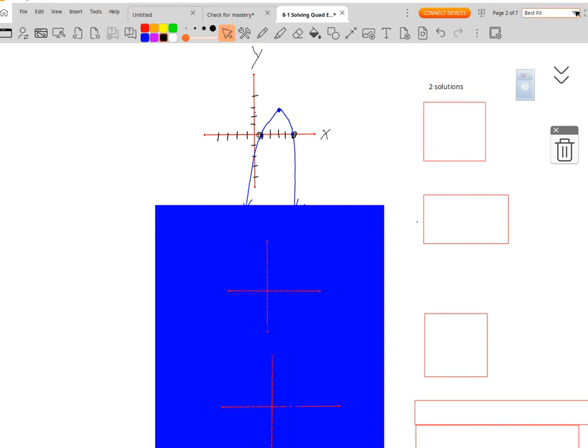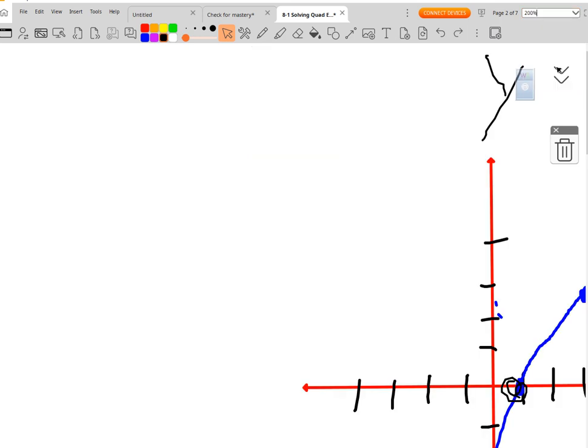Look, it's so little. Oh, that's so big.